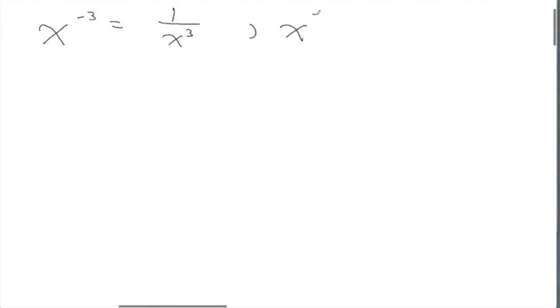So take a guess. What do you think x to the negative 4 means? 1 over x to the 4th. That is correct. How about x to the negative 7? 1 over x's 7th power. That is correct. How about this? 1 over x to the 1/3. That's right. Good.